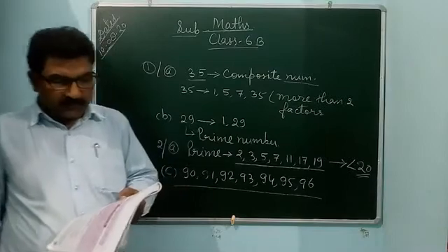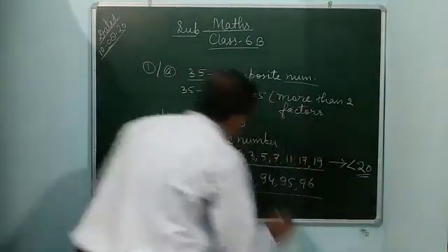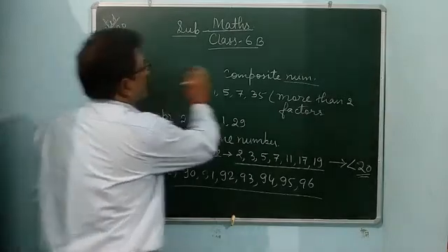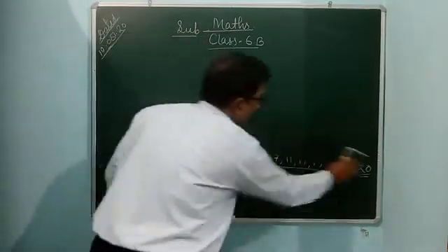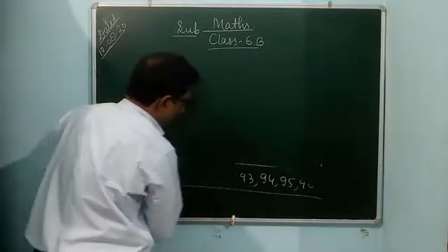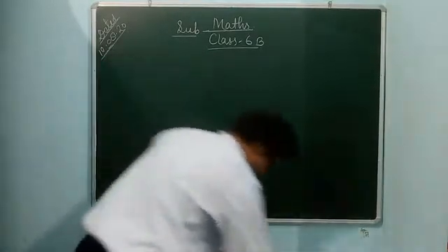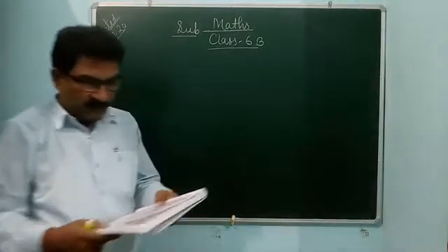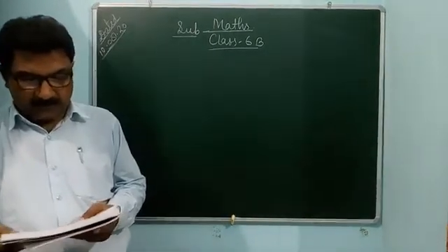Question number 3. Which of the following is a pair of coprimes? You know what a coprime number means. So, which of the following is a pair of coprimes?